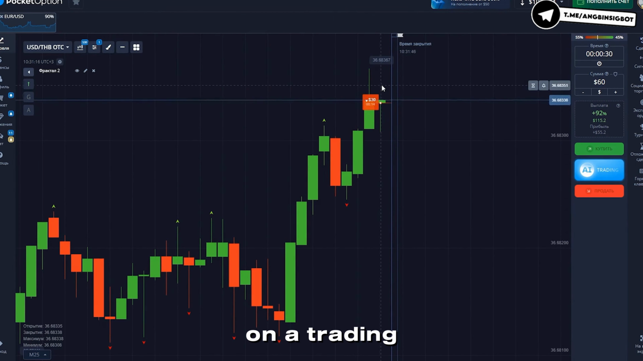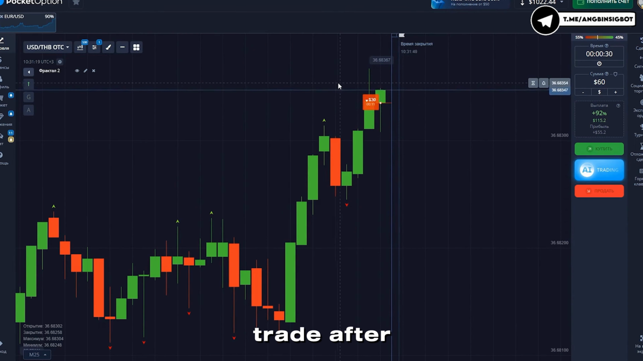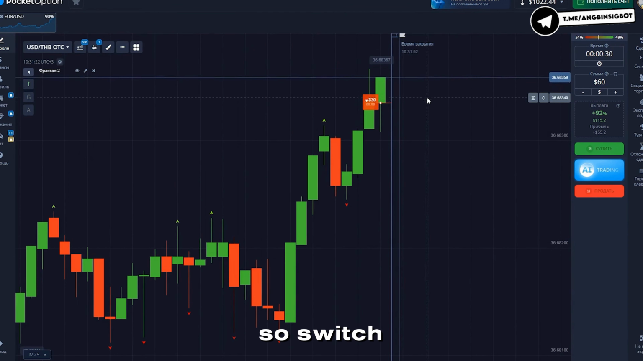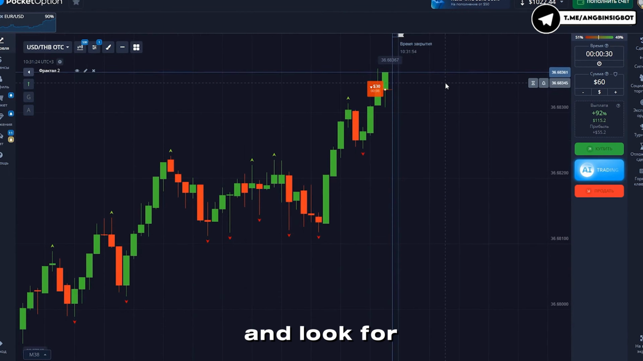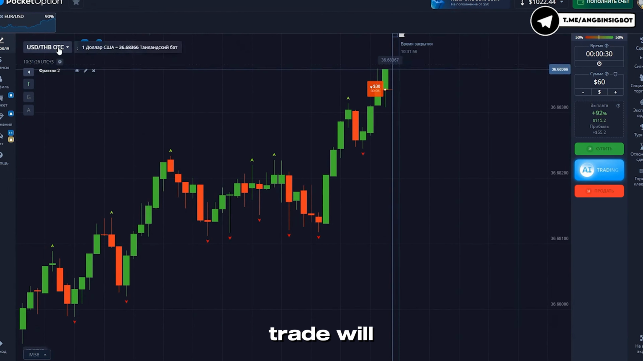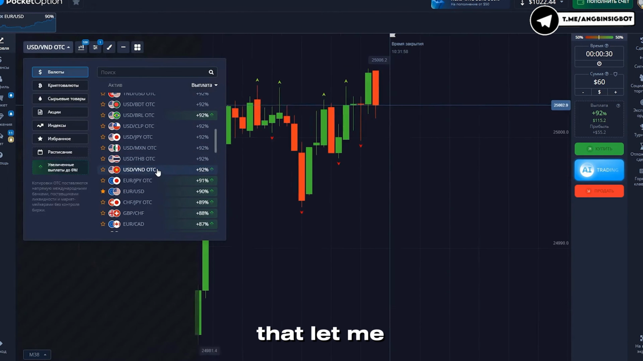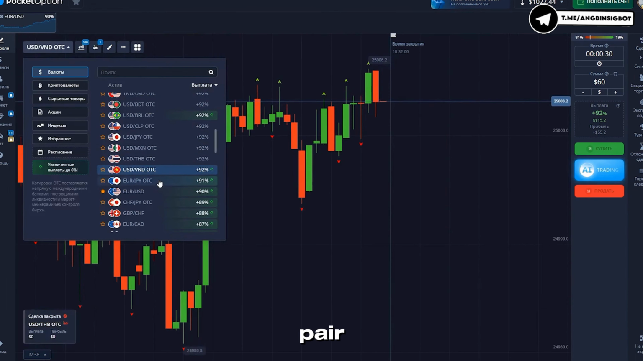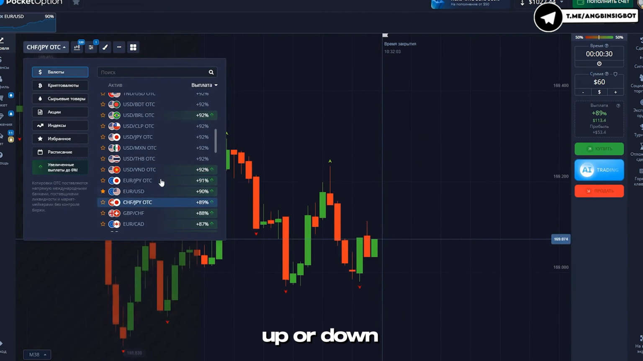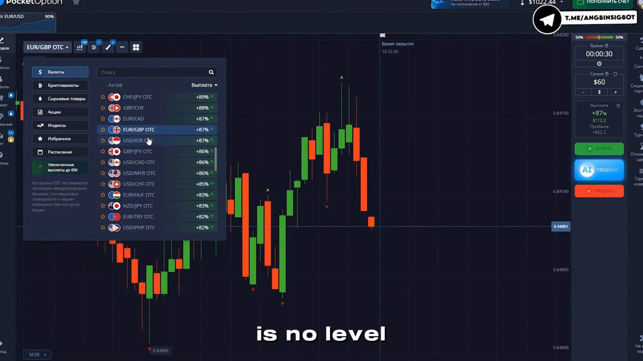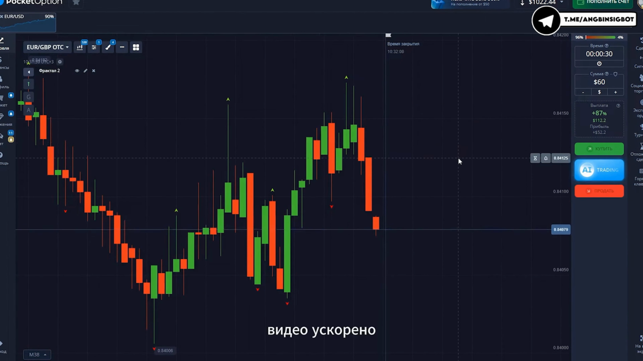This is also according to this strategy. 1-2 retraces on a trading pair is normal, but if the trade hasn't closed in profit after 2 retraces, switch to other trading pairs and look for similar situations. I think the trade will close at a loss. Let me search for another trading pair, because when the price is just going up or down and there is no level, it's better to change the asset.